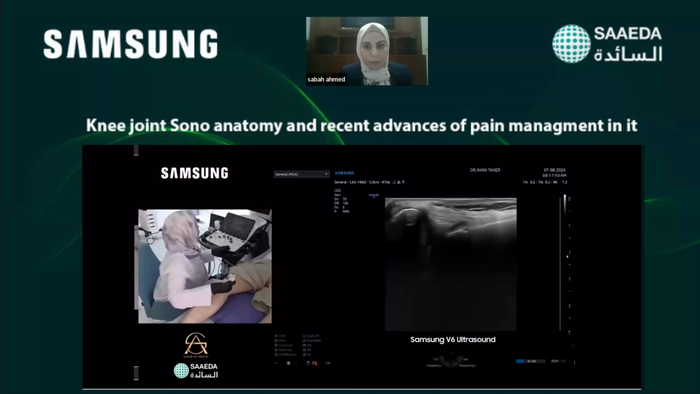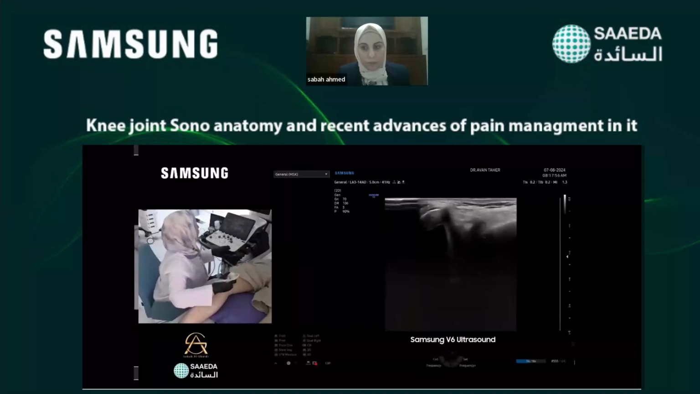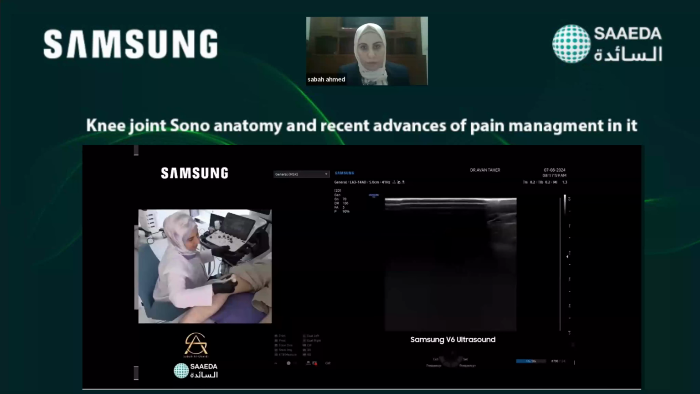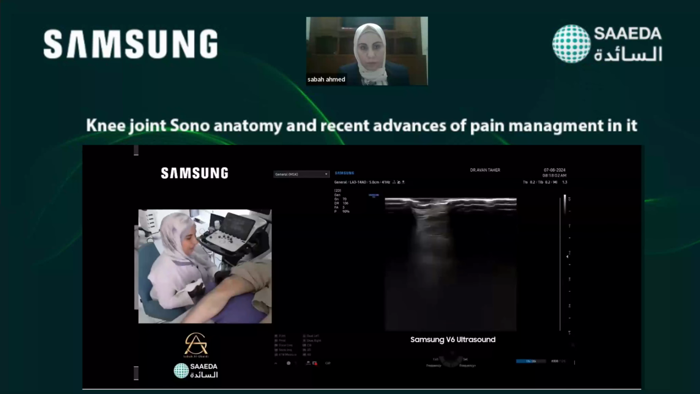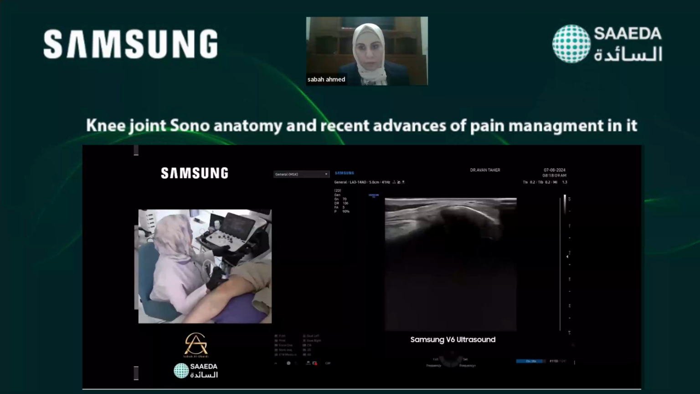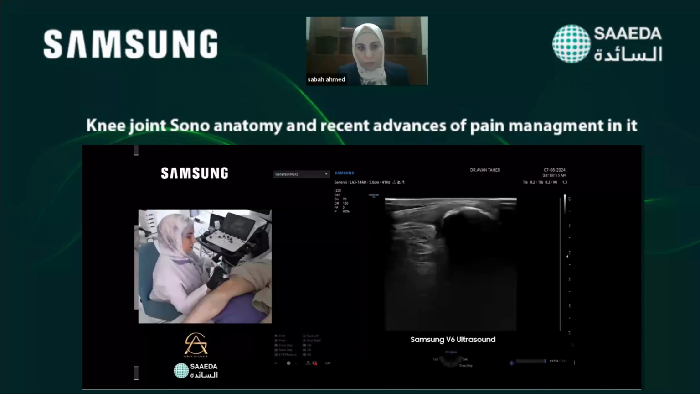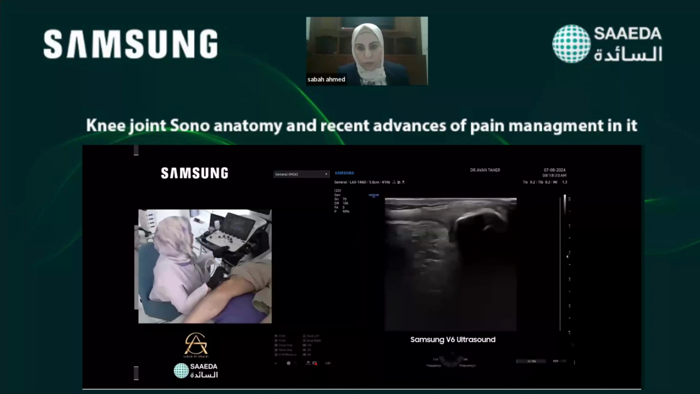Okay, so this is the recess between the patella and the femur. You can do injection at this recess. The third recess is at the lateral side, the lateral patellofemoral. So I put my probe on the femur and the patella. You can do injection here from lateral to medial or medial to lateral. This is the recess between the patella and the femur.